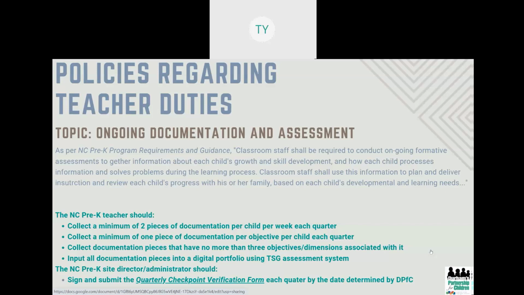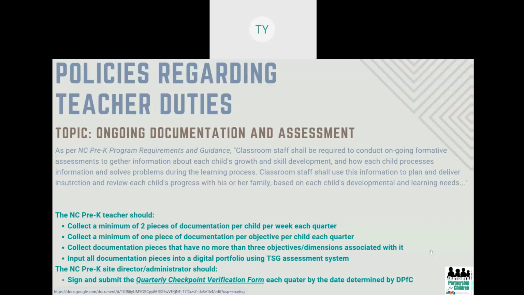So what that means is there are 23 objectives that we assess our children on. Let's say you're looking at objective 2 and it has dimensions A, B, C, and D. To meet this requirement, you don't need to have a piece of documentation for 2A and 2B and 2C and 2D, as long as you have 2A or 2B or 2C or 2D each quarter.